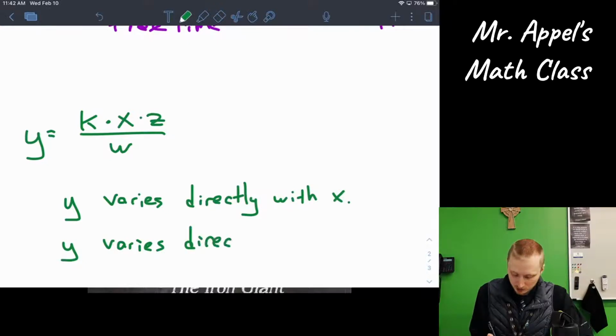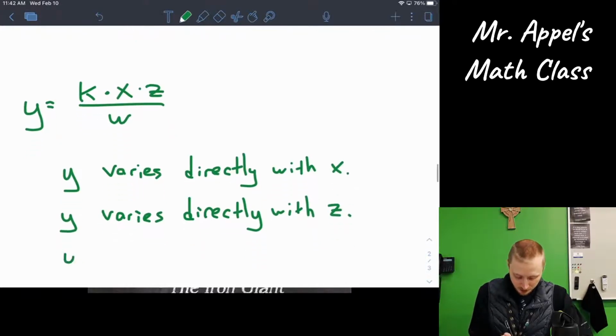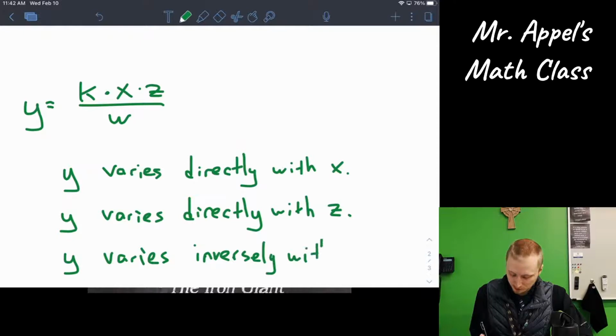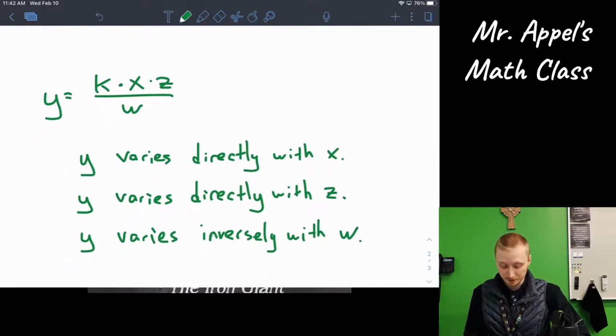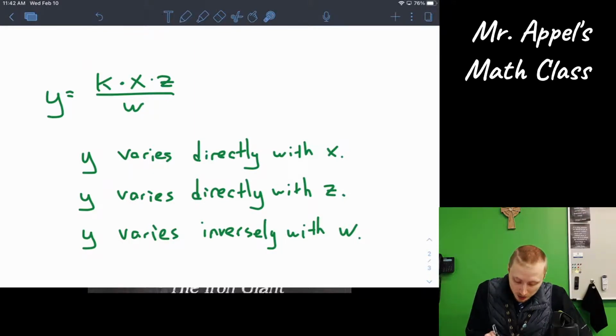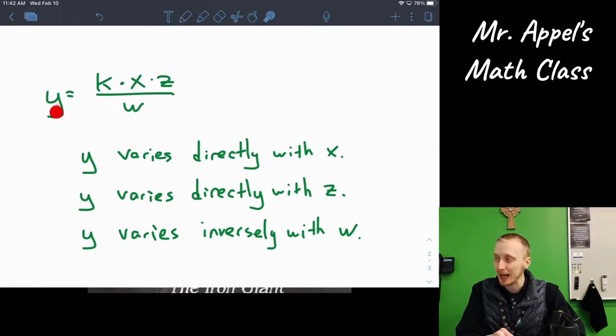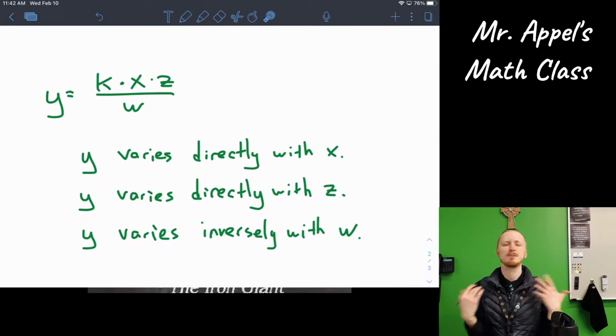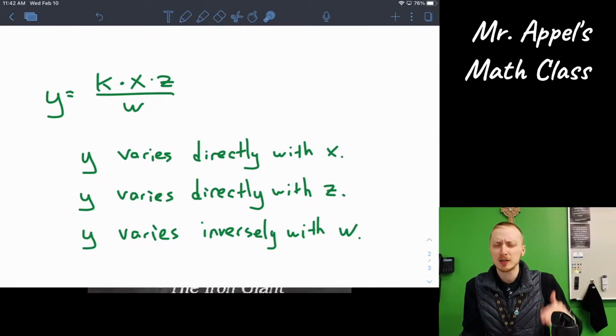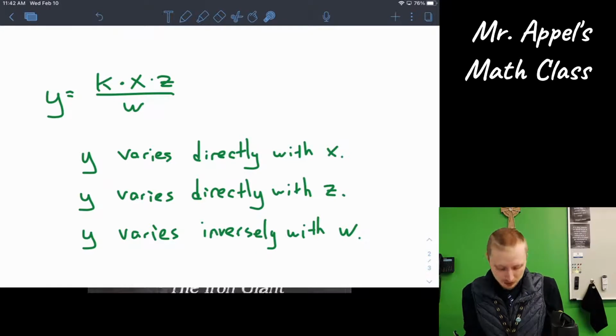You can say y varies directly with z, and you can say y varies inversely with w, right? All of those relationships are wrapped up and tucked inside this neat little compact package of an equation. This is the beauty of equations, right? They are shortcuts. This is why we have this mathematical notation in the first place. Mathematicians are as lazy as possible. If they can avoid writing full-out sentences, we will.